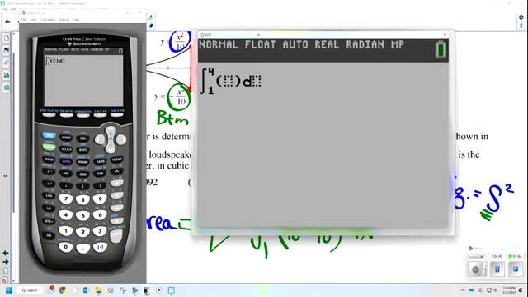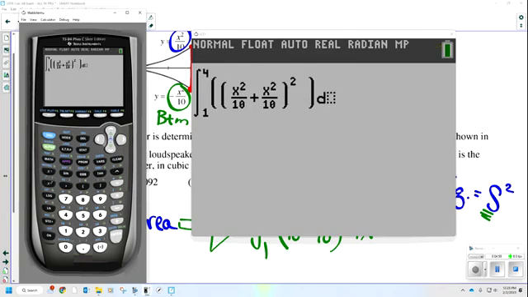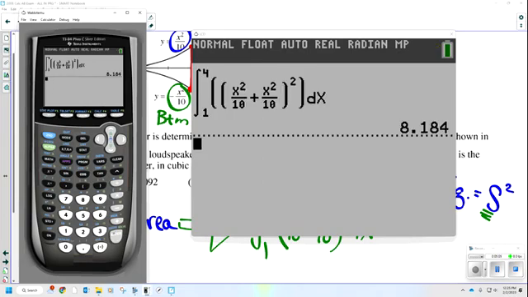So from 1 to 4, parentheses, let's put in our side. We got x squared over 10 plus another fraction, which is x squared over 10. Boom. And I need to square that, because remember, it's the side squared. Dummy variable. Boom. 8.184.